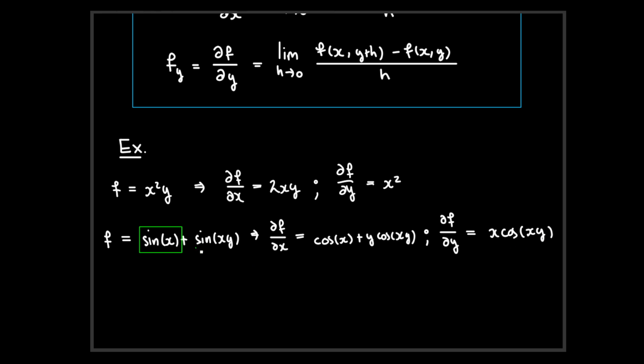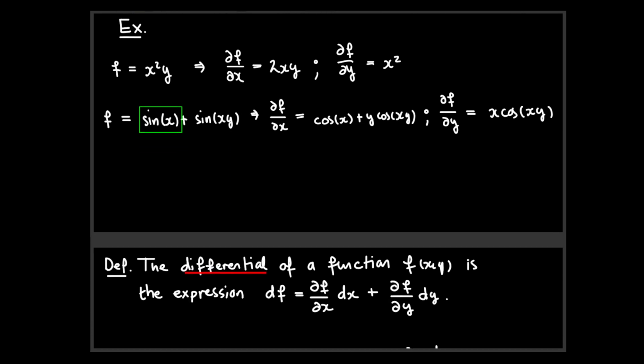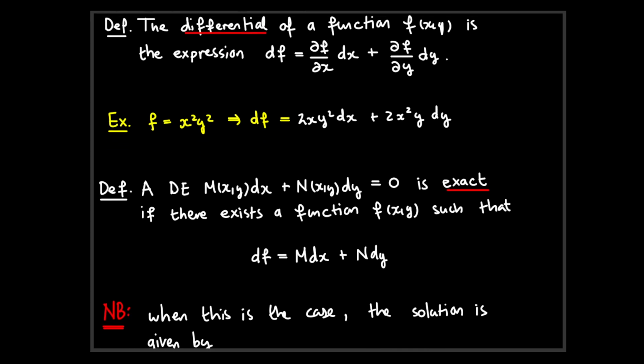Okay, so this is just a quick brief reminder of partial derivatives, and this will allow us to define the main concept that we'll be dealing with, which is the concept of an exact differential equation. But before doing that, we need to just talk about the differential of a function. So given a two-variable function f of x, y, we define its differential, df, to be an expression. It's a linear combination where we take the partial derivative of f with respect to x and multiply that by dx, and we add that to the partial derivative of f with respect to y and multiply that by dy.